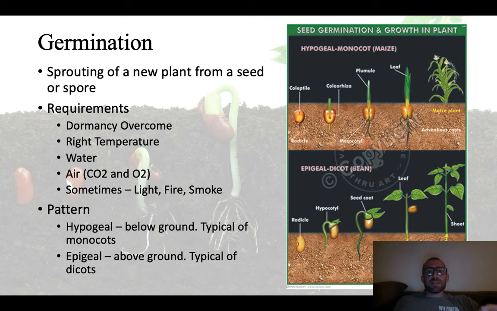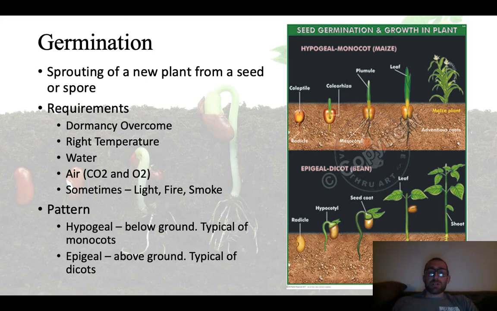But what I want you guys to get from this lecture is the pattern of germination. That's what I'm going to be focusing on. So there are 2 main patterns of germination with our angiosperms. There is hypogeal germination, which is below ground. The germination takes place below ground, and that is typical of our monocots. Whereas epigeal germination takes place above ground, and that's typical of our dicots. And I'm going to explain that below ground, above ground in a little bit.